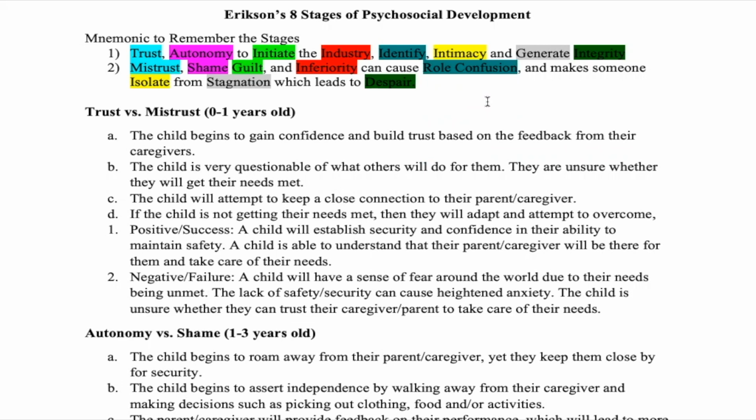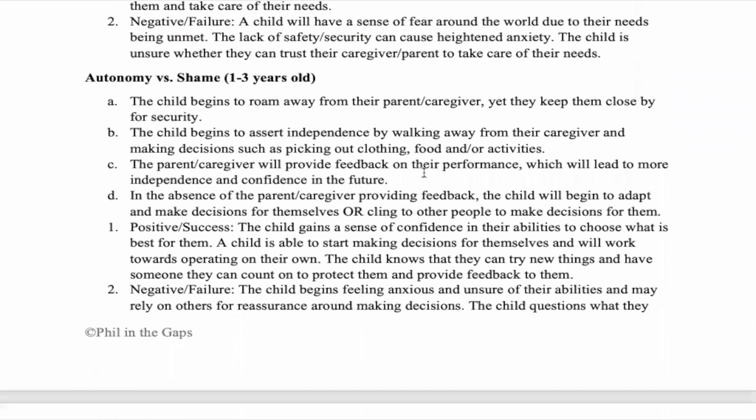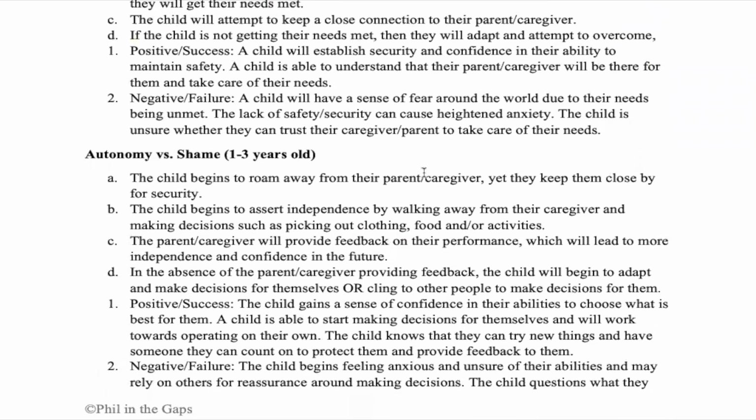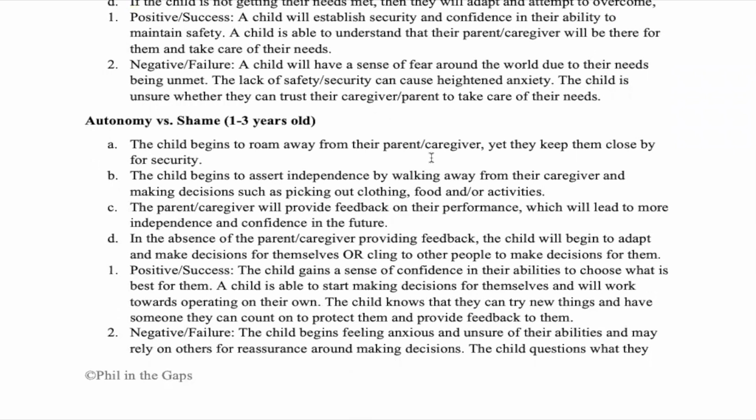Trust versus mistrust. Trust is where somebody's able to trust that their parents and or caregivers are going to adhere to their needs. Mistrust is where somebody's not able to trust their parents and or caregivers to take care of them or for them to look out for their best interest. Autonomy versus shame. Autonomy, think of freedom, because they're able to be free and roam their environment, yet get the support and feedback from their parents and or caregivers.